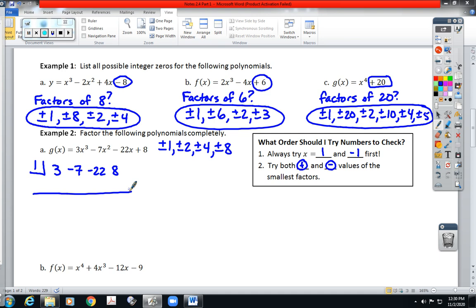Yeah? So bring that 3 down. 1 times 3 is 3. Add down is -4. 1 times -4 is -4. Add down is -26. Is this going to work? No, it is not. That's -18. That did not work. So then we put -1 in the box, and we do it again.